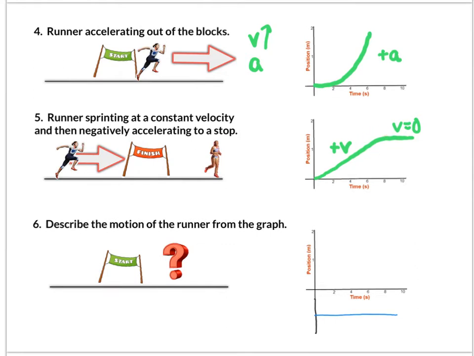Number 6, oh, this is the one I tried to draw before. Now it says, describe the motion of the runner from the graph. So here's a position-time graph. Here I have a negative position. Here are the negative numbers down here.